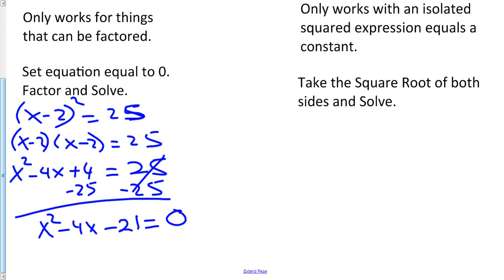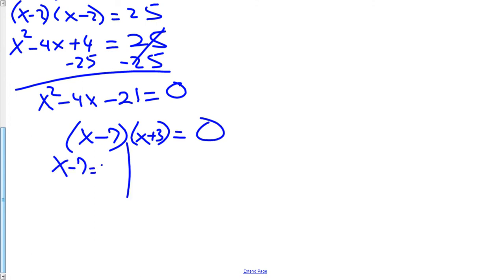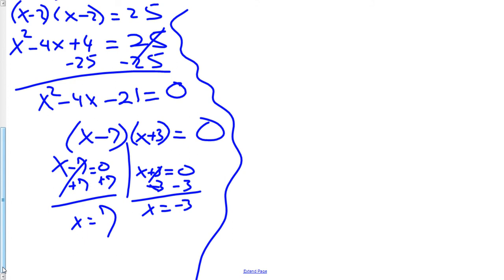When I factor, I end up with x minus 7 and x plus 3, because I'm looking for two things that multiply to give me negative 21 and add to give me negative 4. And as I do this, I get x minus 7 equals 0 and x plus 3 equals 0, by setting my factors equal to 0. By solving for x, I get x equals negative 3 and x equals positive 7. So that's using the factoring method. It's a little bit longer in this case.